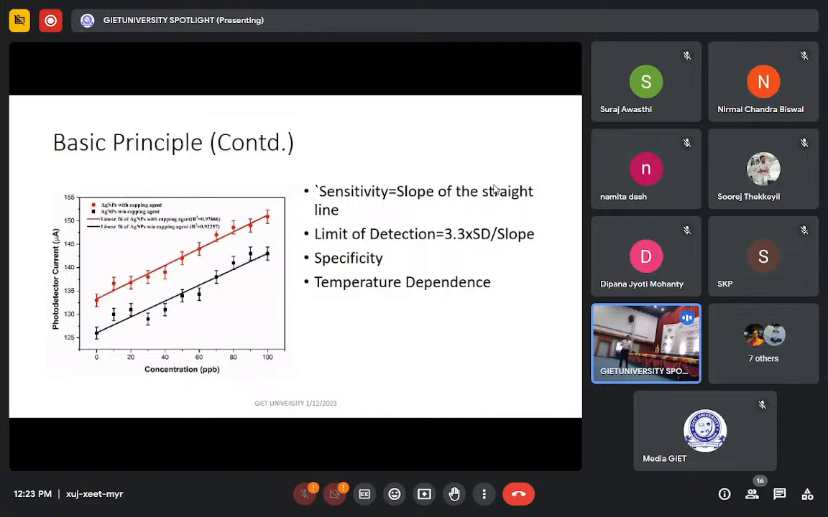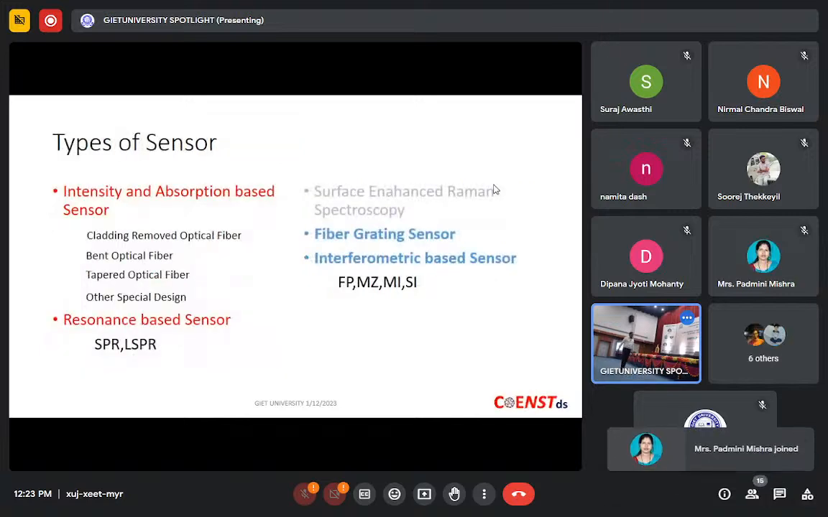And temperature difference, your sensor output should not change with temperature. If you change with temperature, then you cannot use this sensor maybe in different harsh environment. So these are some of these basic requirements, and also some of these parameters which you have to calculate when you have to design a particular fiber optic sensor.